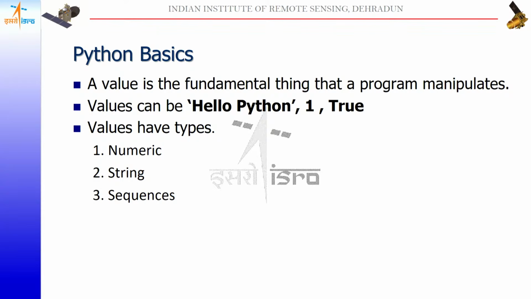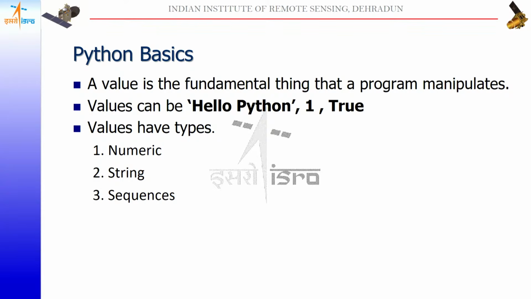That value might be, say, a pixel intensity, or it might be a number, or it might be represented as a string. Ultimately, in our program, we will be manipulating those values to get our desired result. So value is the most fundamental thing.